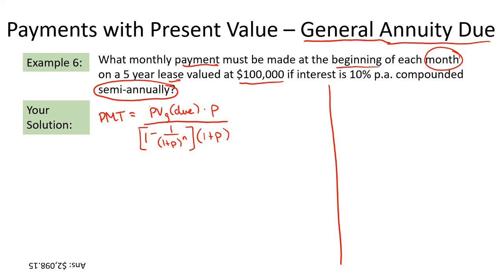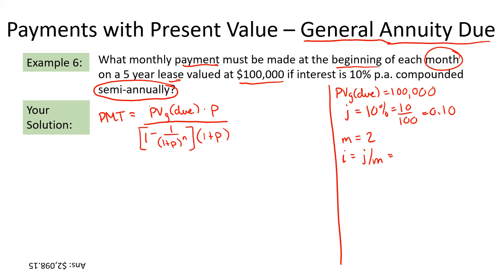So again, starting with our sidebar, what values do we know? We know our present value is $100,000 for this lease. We also know our nominal rate of interest, J, is 10%, which is 10 divided by 100, removing the percentage sign, or 0.10. M is our number of interest compounding periods. It's given as semi-annual, so M is 2. So our periodic rate of interest, I, is J divided by M, or 0.10 divided by 2, which gives you 0.05.